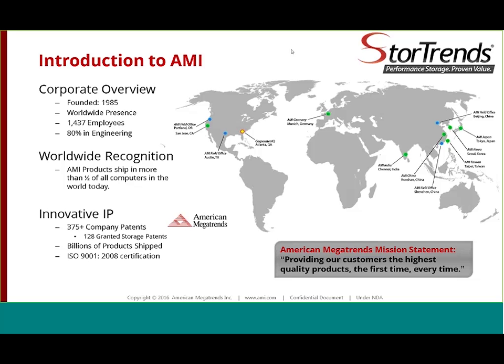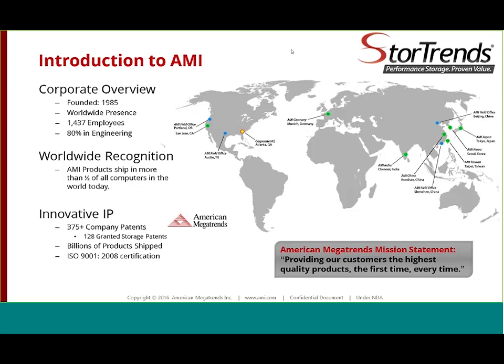So we are a very heavily engineering-based company, and you can see that with the patents as you move down into the innovative IP section there on the screen. We have over 375 issued company patents. We've got more than 800 patents that have been filed. 128 of those granted patents are solely based off of storage and the StorTrends product line, and some of the features that we'll talk about today, such as deduplication, compression, thin provisioning, snapshots, and whatnot. So we'll move into the details of those patents as we move into some of the technology talking points in the presentation.